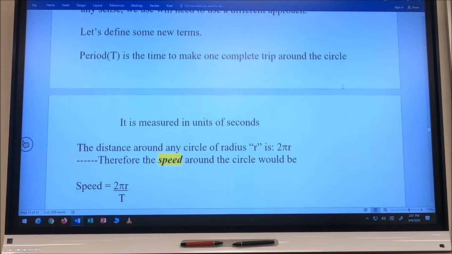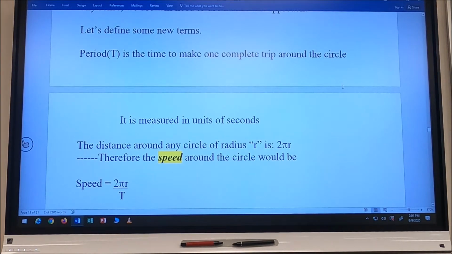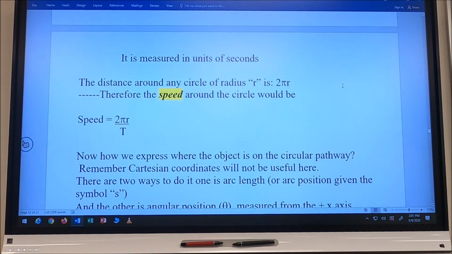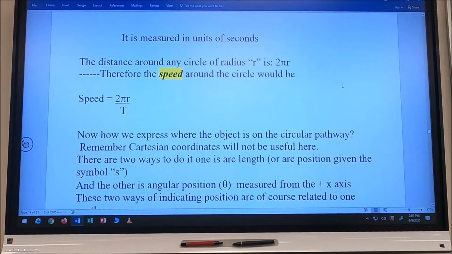So we have to define some new terms. Our first one is period. Period is the time it takes to make one complete trip around the circle. Since period is a time, it's going to be measured in seconds. The distance around any circle of radius r is 2 pi r. Therefore, the speed for uniform circular motion, where we're moving around the circle at a constant speed, is just the circumference divided by the period. So speed is equal to 2 pi r over T.